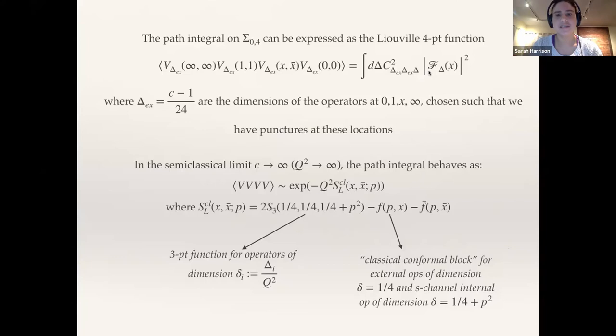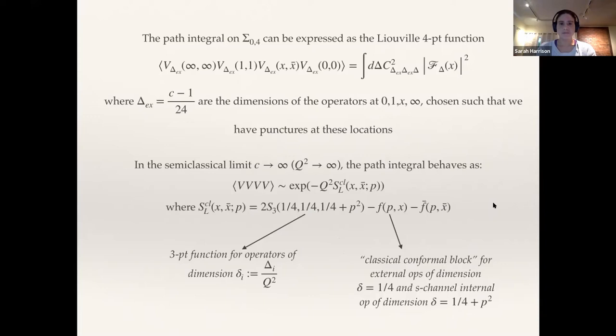So in the classical limit, since Q squared is going to infinity, it's convenient to rescale the dimensions of the operators we're working with by a factor of 1 over Q squared. So I'm going to write these expressions in terms of a new dimension that I define as little delta, which is the original capital delta divided by Q squared. In the case of punctures, this little delta becomes 1/4. So the dimensions of the four external operators will have little delta 1/4, and then the internal one will have dimension 1/4 plus p squared.